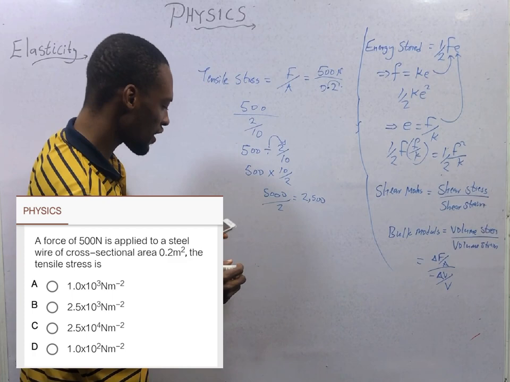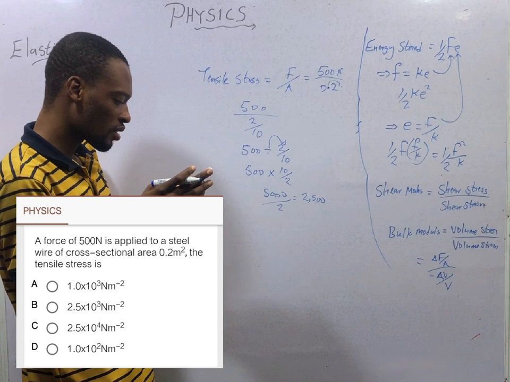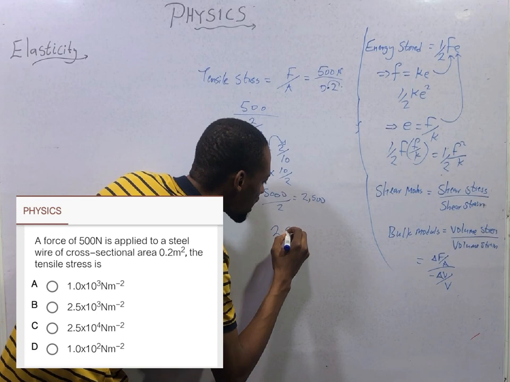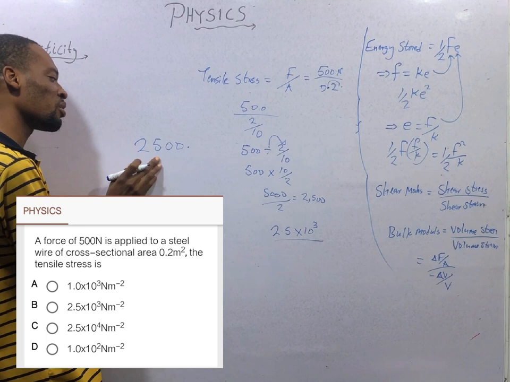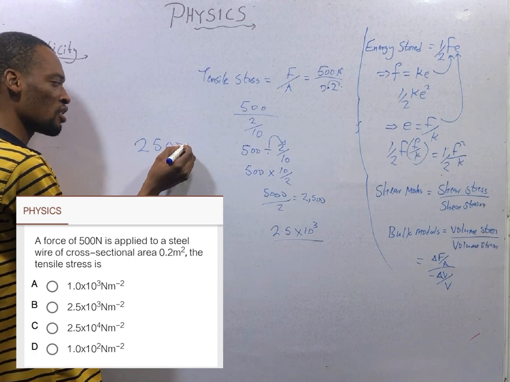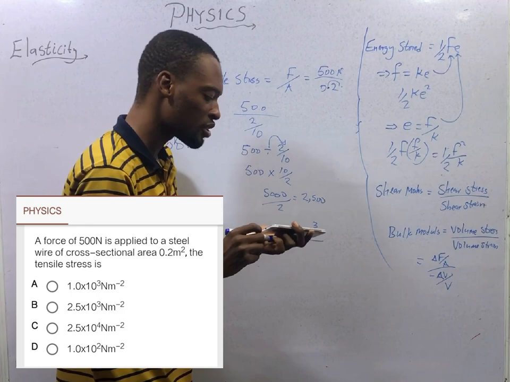So 2,500, what options am I seeing? Okay, now 2,500 is 2.5 times 10 to the power of 3. Look at it. 2,500 means that the decimal point is here. No decimal here, it's already here. How do you get 2.5 from 2,500? You move 1, 2, 3. Since you move 3 times and you are moving from this side towards this side, it is positive. So this is 2.5 times 10 raised to the power of 3. Option B is the correct option.